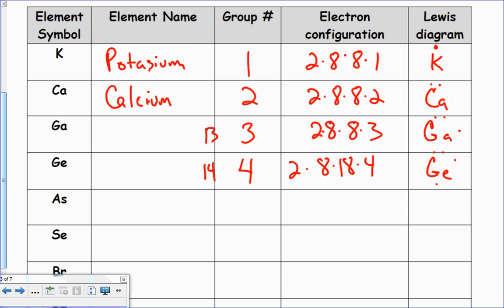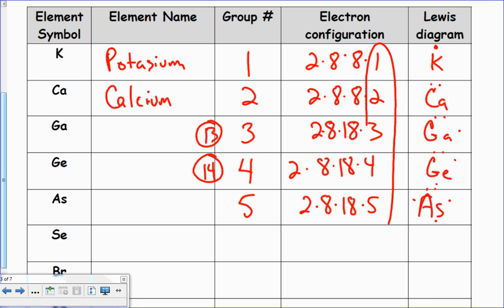I'm going to jump to 18 too, by the way. That's where this happens here. So, As is group 5, and on our periodic table it says 15. That's going to be 2, 8, 18 with a 5. You guys starting to notice a trend here? As, 5 valence electrons, 1, 2, one at a time around the bus. Looks something like that. You guys noticing the trend? See what's happening right here? As I go across the period, I'm adding 1 valence electron.